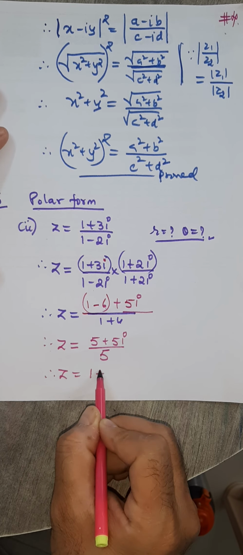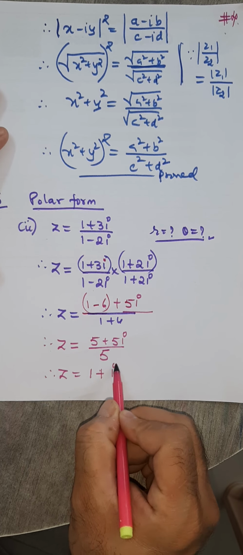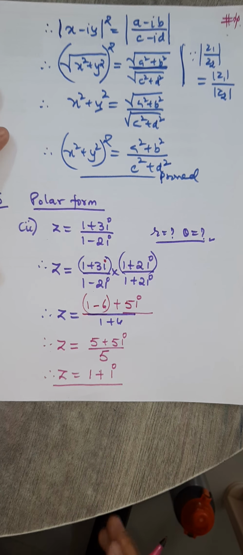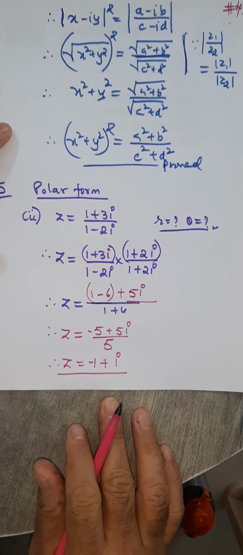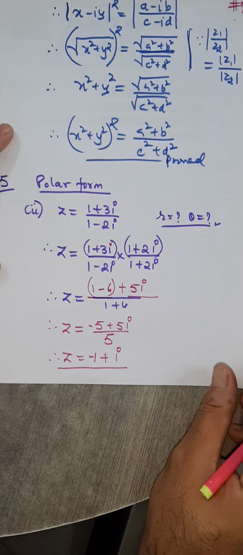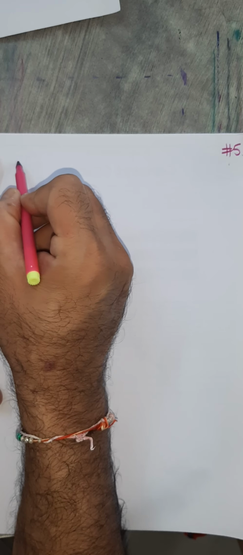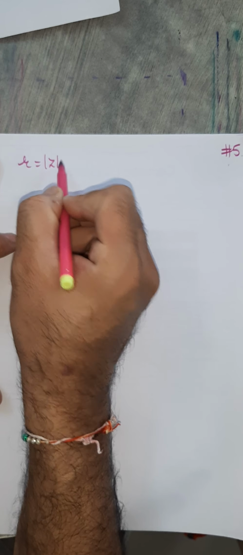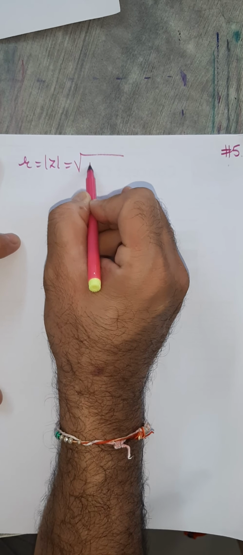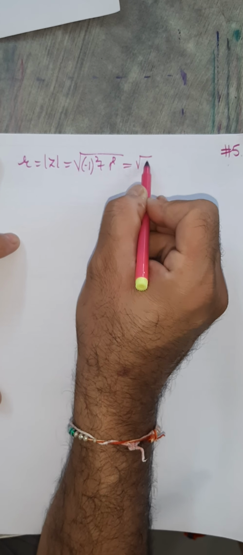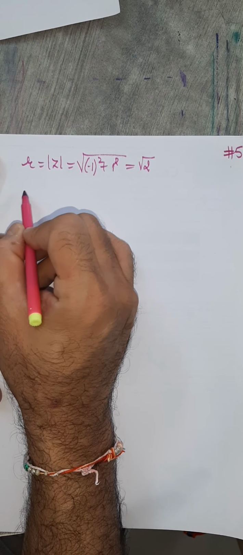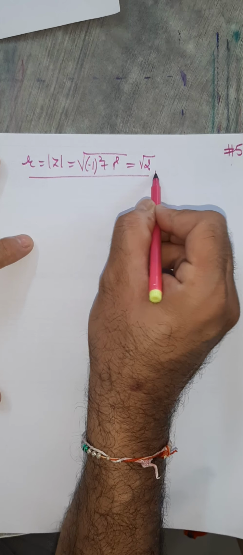And z equals, finally if you do individual division, you are getting 1, oh sorry, this is minus 5. So minus 1 plus iota. This is a plus ib form. Now we find r and theta as we were doing. So what is r here? r is the modulus of z, which is the square root of real part squared plus imaginary part squared. So minus 1 square plus 1 square, which is root 2. Okay, so r is root 2.